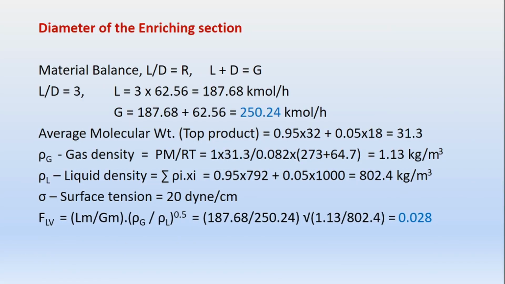In material balance, the reflux ratio is L by D, and the gas rate is L plus D. Okay, so we have to find out L and G values. So L value is 187.68. Okay, we get it from multiplying this reflux ratio to the D value, 62.56. This is the molar flow rate, and the G value is 250.24, which is this L value plus the D value. L plus D is this G.